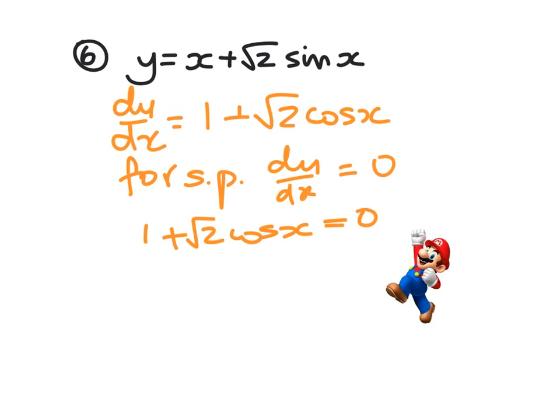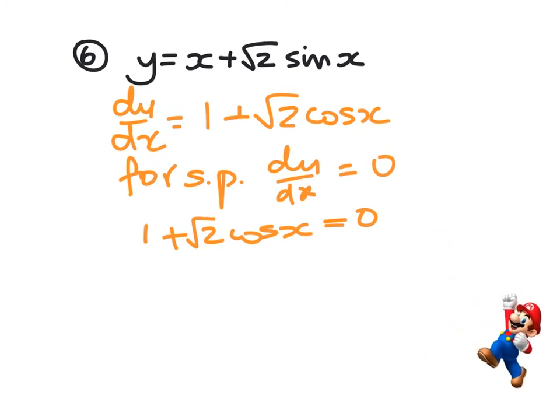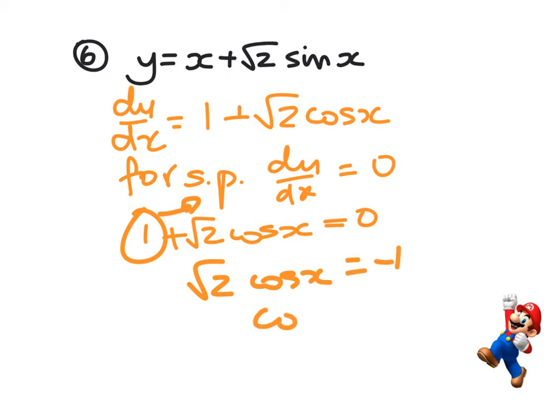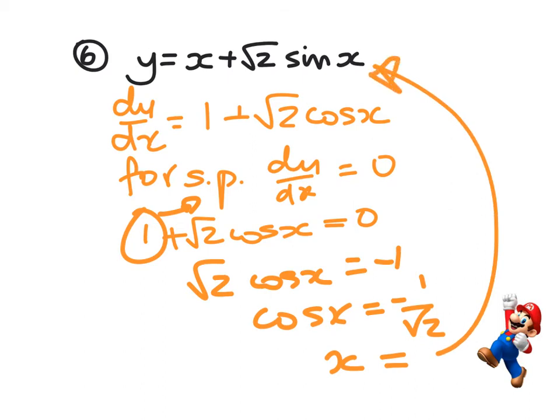Okay, how do we do that? Well, we take the 1 over first of all, so we get root 2 cos x equals negative 1, and then we take the root 2 over to get cos x equals negative 1 over root 2. Now you should know what that is as an exact value. Once you've got that point, substitute it back in here to get the y coordinate.